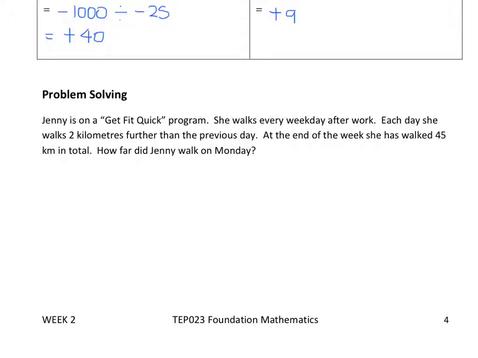So the first thing we're going to do is realise that we don't know how far Jenny walked on Monday, but we're going to call it x. Let x equal the number of kilometres that Jenny walked on Monday.